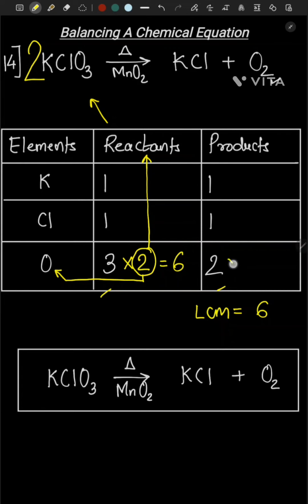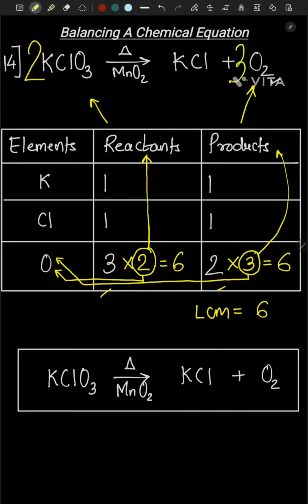Same way, I will multiply the product side also by 3 in order to make it the same as 6. So I am multiplying 3 to oxygen. On which side now? On the product side. Let's go up. Do we have oxygen alone over here? Yes. So I'll put 3 there. Then I find that oxygen is balanced now.